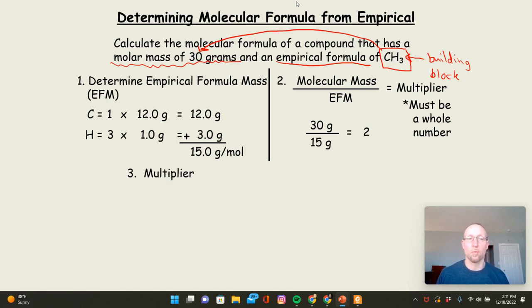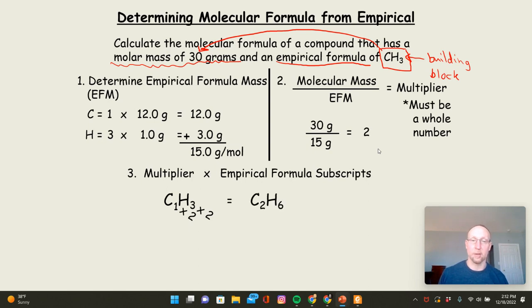Now, we take our multiplier and multiply it by the subscripts of our empirical formula. We have CH3 as our empirical formula. Remember, nothing means 1, so there's really 1 carbon. So we have 1 carbon and 3 hydrogens in our building block, and it takes 2 blocks to make our whole structure. So we multiply these by 2 and we get C2H6. So that is our answer. This is our molecular formula.